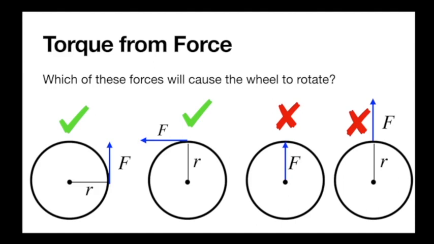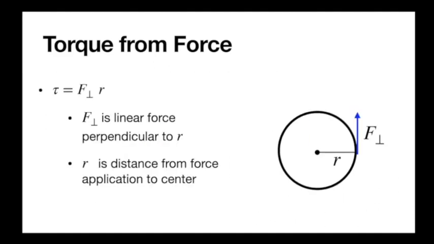Well, the question I asked for each of these was, will this wheel spin? And if it spins, that means we caused a change in angular momentum, right? If we had a still wheel and then we applied a force and then it's rotating, we know that there was a torque because we caused its angular momentum to change. So how do we get the torque from the force? Well, it turns out it is the linear force that is perpendicular to the radial, or the vector between the axis of rotation and the application point.